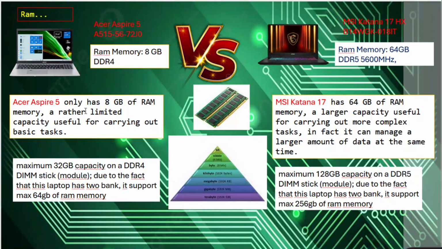Acer Raspberry 5 only has 8 GB of RAM memory, a rather limited capacity useful for carrying out basic tasks. Maximum 32 GB capacity. MSI Katana 70 has 64 GB of RAM memory, a large capacity useful for carrying out more complex tasks. In fact, it can manage a larger amount of data at the same time.